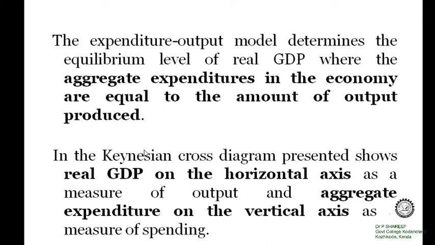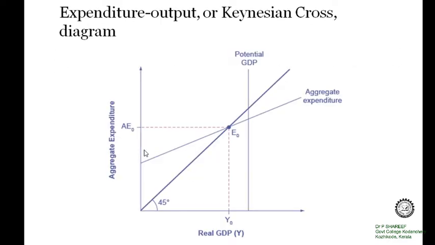The expenditure output model or Keynesian cross model determines the equilibrium level of real GDP where the aggregate expenditures in the economy are equal to the amount of output produced. We can explain the Keynesian cross model with the help of a diagram.